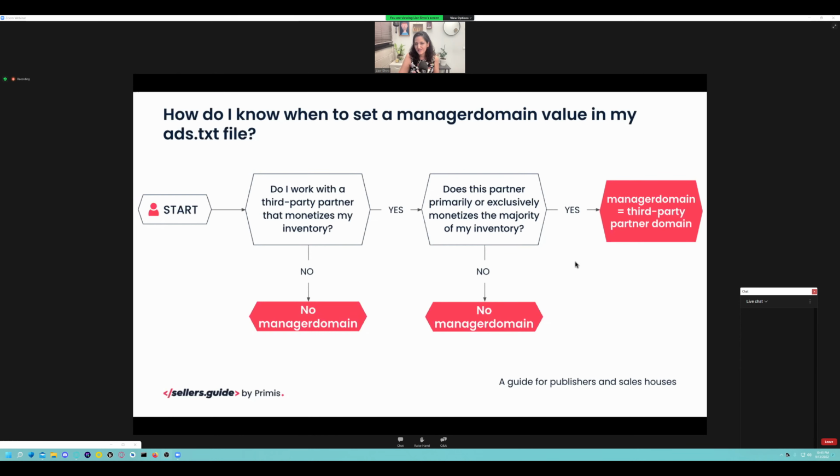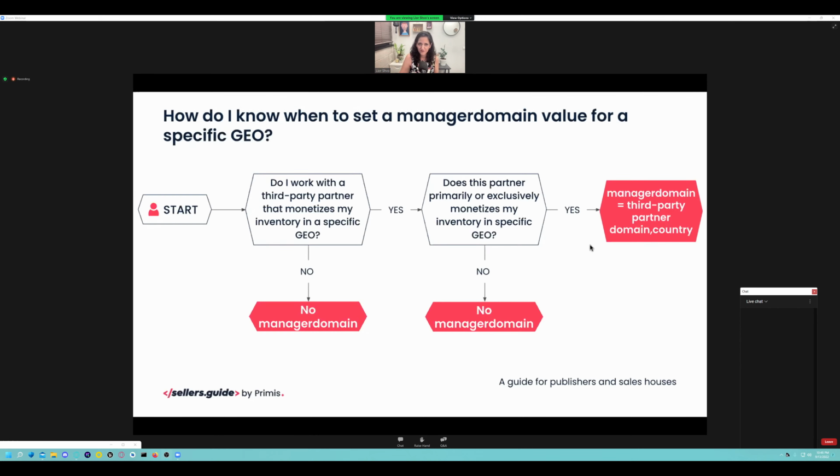And I think this is the place where you need to be careful. And we'll speak about it later on as well. But if it's not a primary or exclusive partner that monetizes your inventory, don't add them as a manager domain, because it has consequences in terms of SPO and how buyers are looking at the inventory. If they do, great. Manager domain is that third-party partner domain, and it should match their entry in the matching sellers.json files, which is very important.